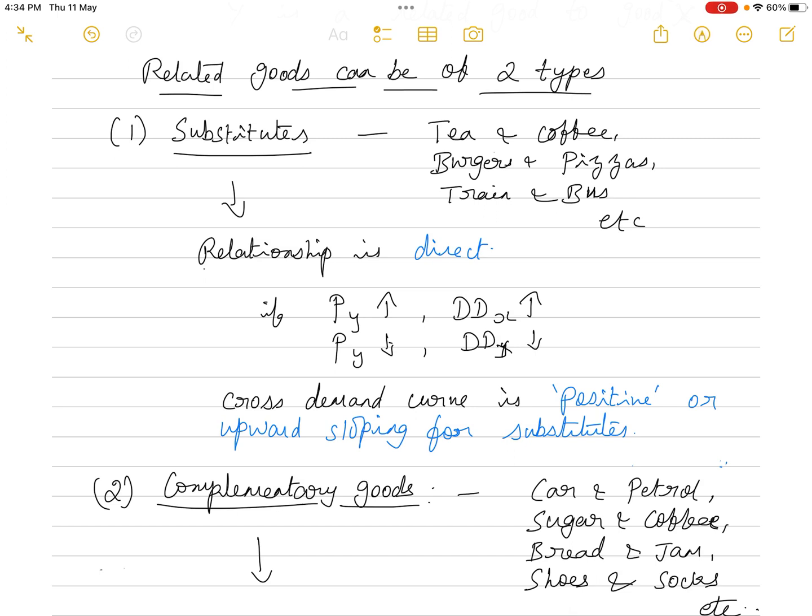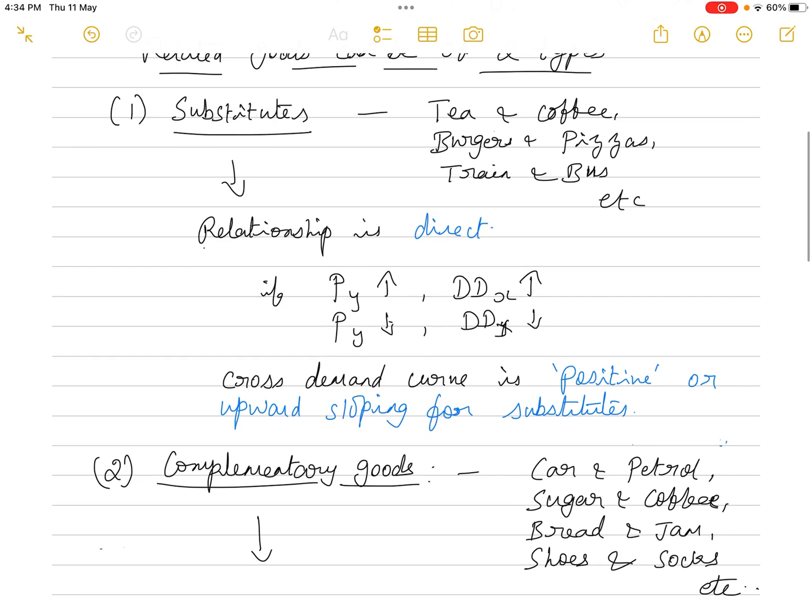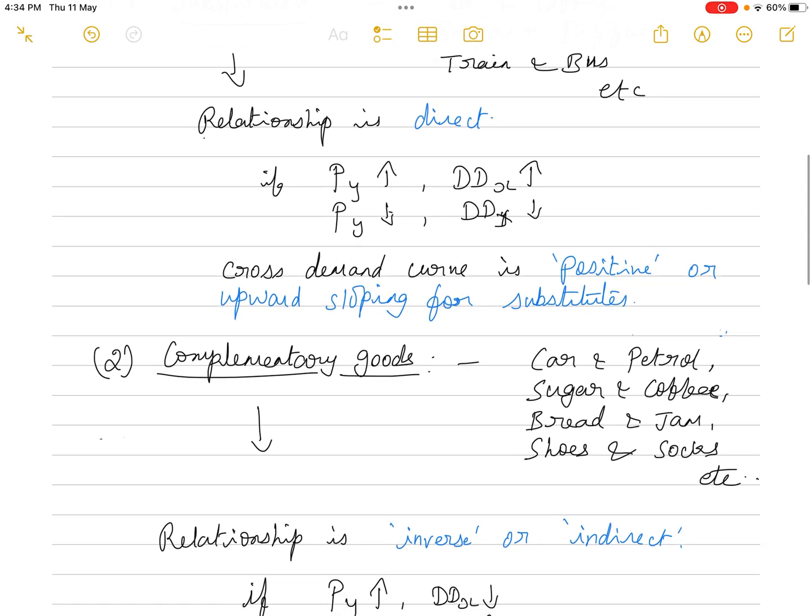So here it is X. When the price of Y increases, the demand for X will also increase. When the price of Y decreases, the demand for X will also decrease. So that's why the cross demand curve is positive or upward sloping for substitutes. So please remember, for substitutes the cross demand is direct, that is, the relationship is positive or direct.